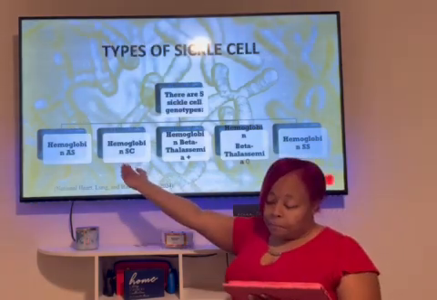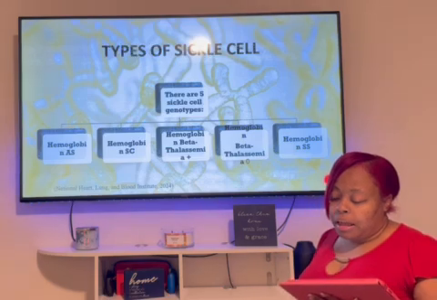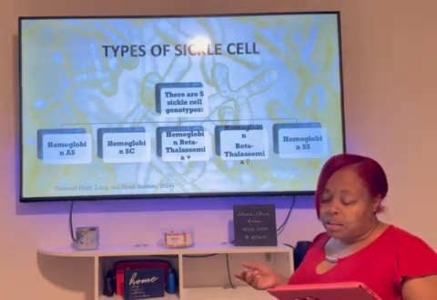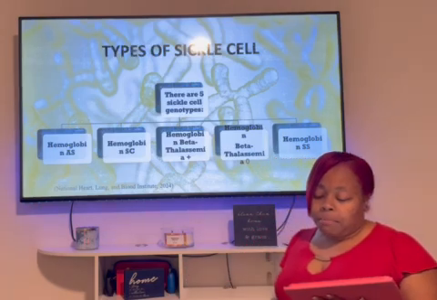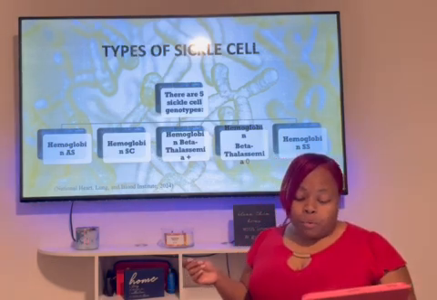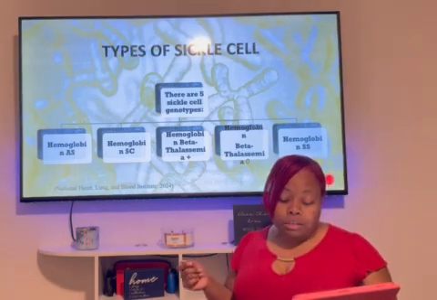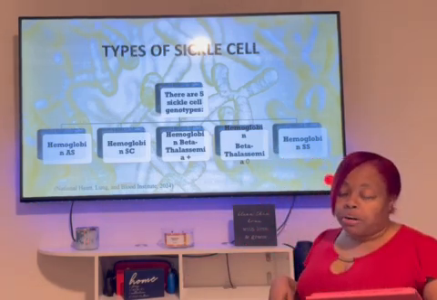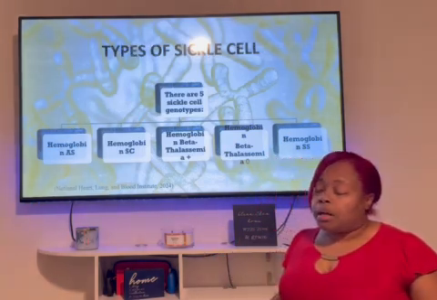Hemoglobin SC does not have a normal adult hemoglobin and has a sickle hemoglobin S with a variant of the hemoglobin C. This genotype can be found mostly in people of Mediterranean and African descent. With hemoglobin SC, milder complications of the disease are experienced, and they are likely to experience splenomegaly, which is the enlargement of the spleen.